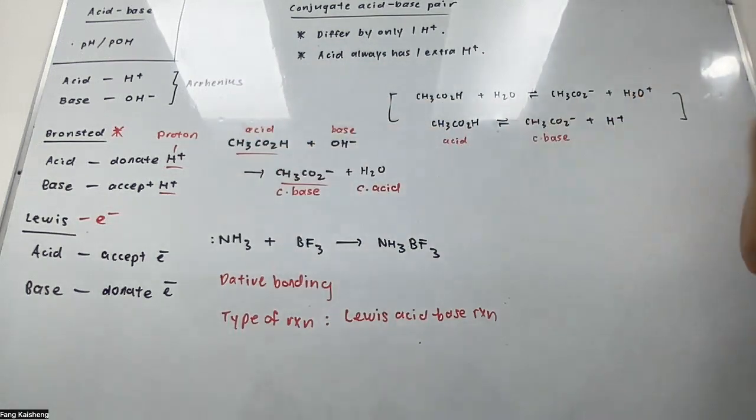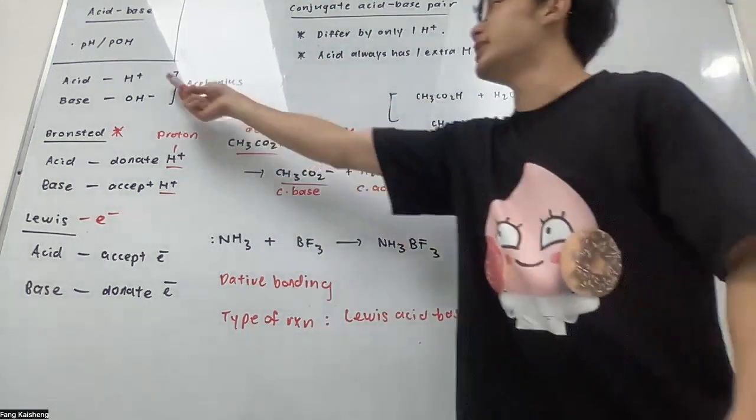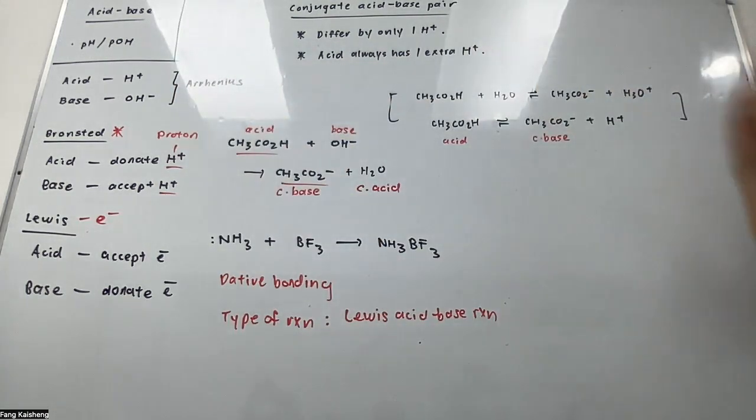It donates an H plus, yes, but at the same time, it produces an H plus. So you can see it's not exclusive. The definitions can overlap, but it's not a big deal. It's still an acid at the end of it. Makes sense? So as you can see here, there's only one partner.